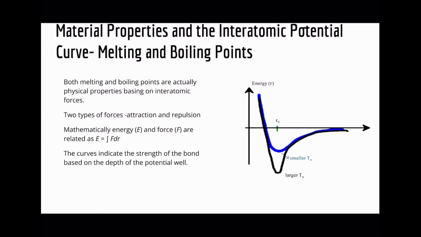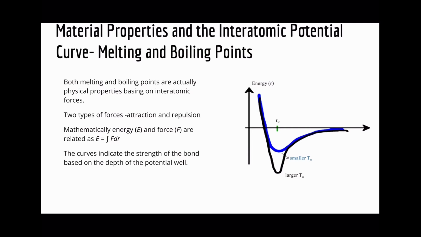When two forces are balanced or equal, there is no net force, and a state of equilibrium exists. At equilibrium, the two forces are equal and there is the minimum energy E naught. The minimum energy is the binding energy required to separate two atoms from their equilibrium position to infinity.